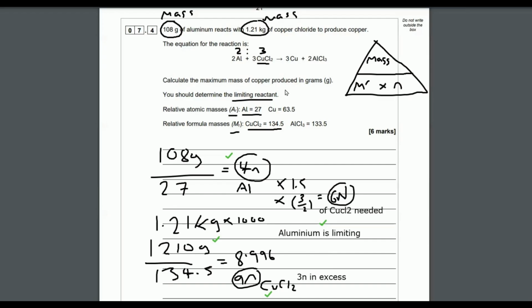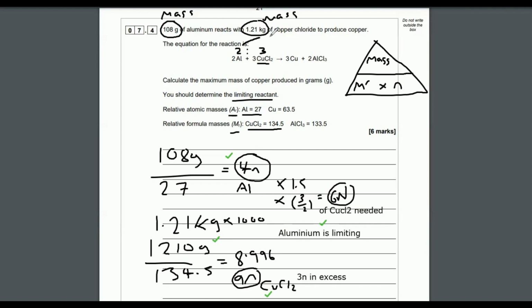The final part for the final 2 marks is to calculate the maximum copper that you could make in this reaction. I mustn't use this 9 here with the copper chloride because this is in excess. That is not going to tell me how many moles I can make of copper. Why? Because 3 moles of this is going to be left over. So I actually use the 4 moles of aluminium. You use your limiting reactant to find out how much product you can make. After all, I can only make as much product as I have aluminium.